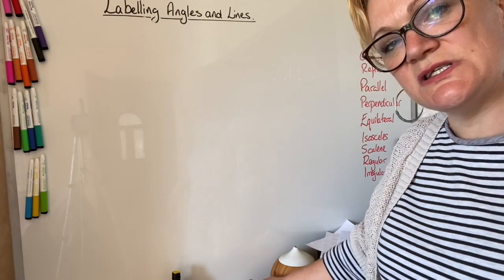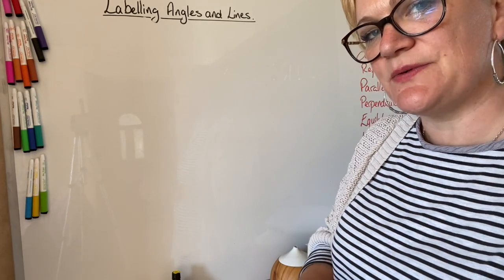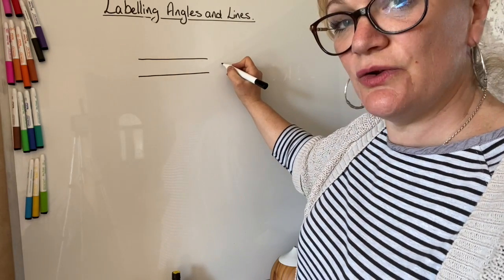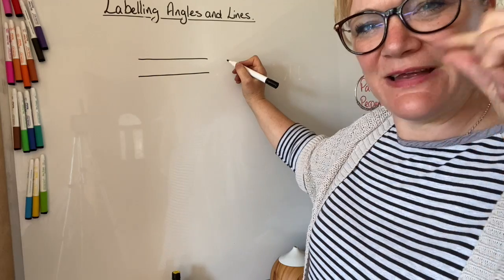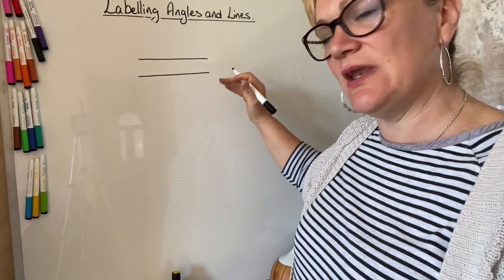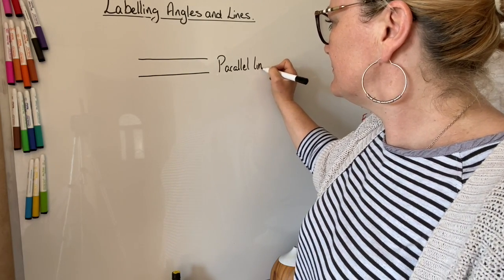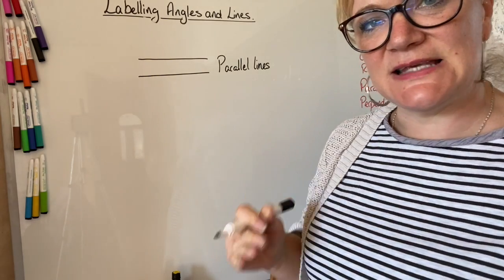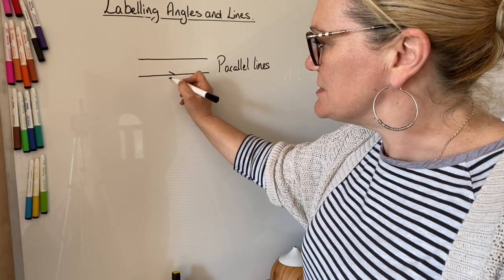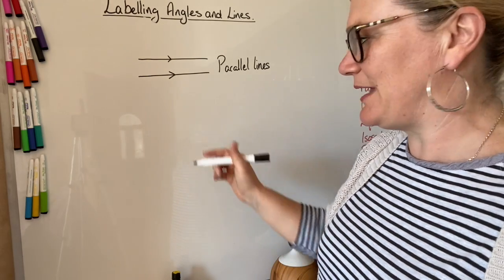If I wanted to draw some parallel or perpendicular lines, we have special ways of marking those. So a parallel pair of lines is two lines that never, ever, ever meet. They are exactly the same gradient all the way along as each other. They will never meet. So parallel lines have exactly the same gradient and will never meet. And we mark that on a diagram with a little pair of arrows to show that they match each other.